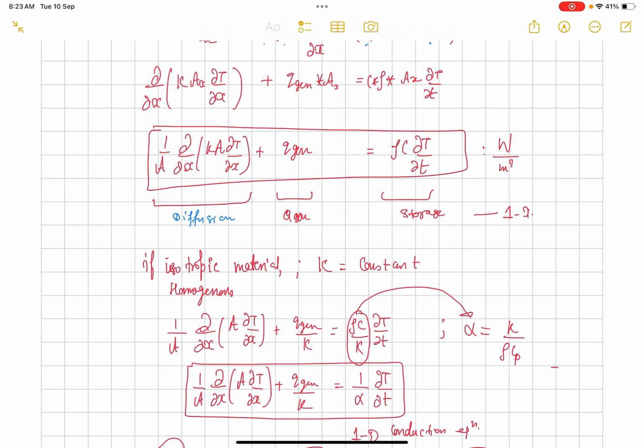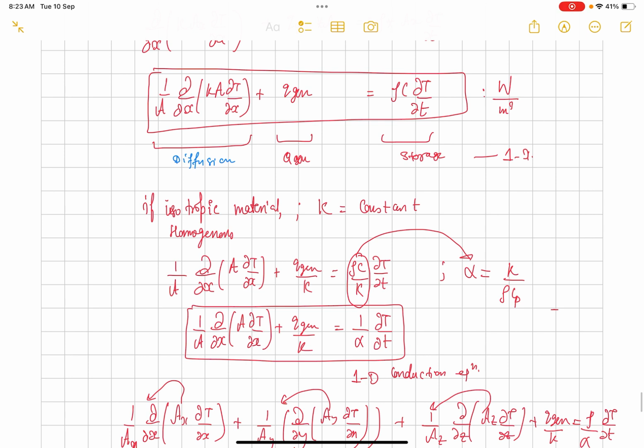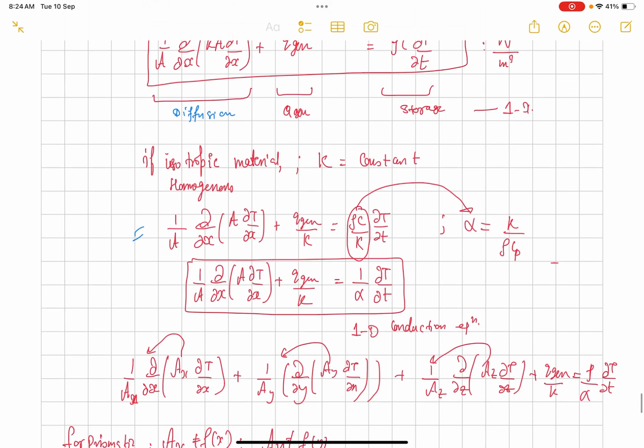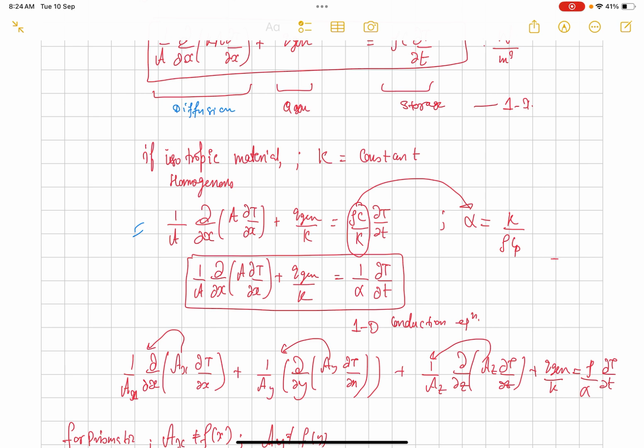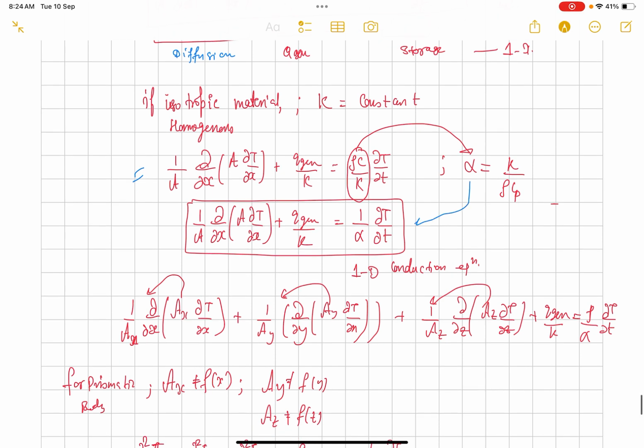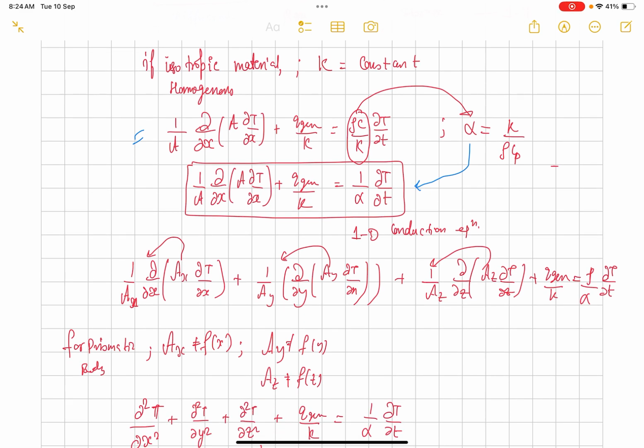Now, if we relax some of the assumptions and say that the material is homogeneous and isotropic, then thermal conductivity will not depend on any direction. So we can take thermal conductivity out of this derivative, and dividing the whole equation by k, we get this equation. After that, we know that k by rho c is nothing but the thermal diffusivity, and putting that here, we get the one-dimensional heat conduction equation.